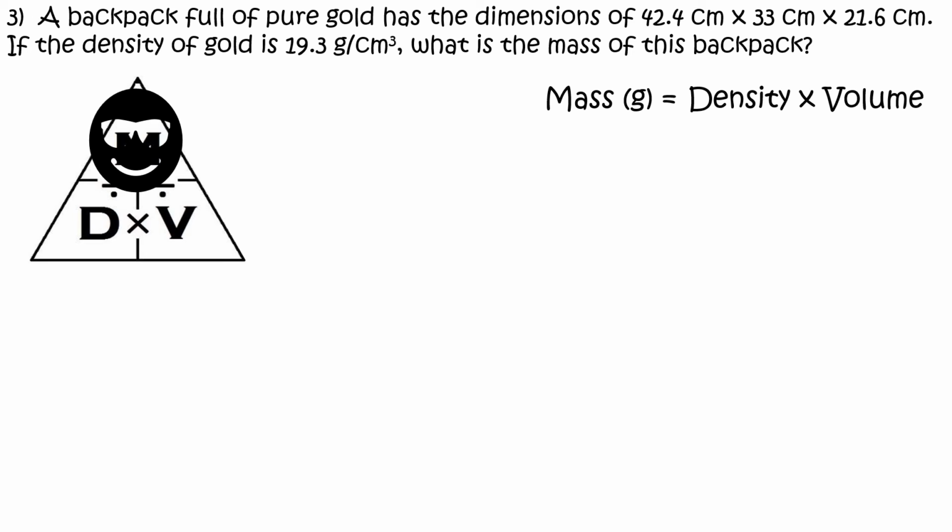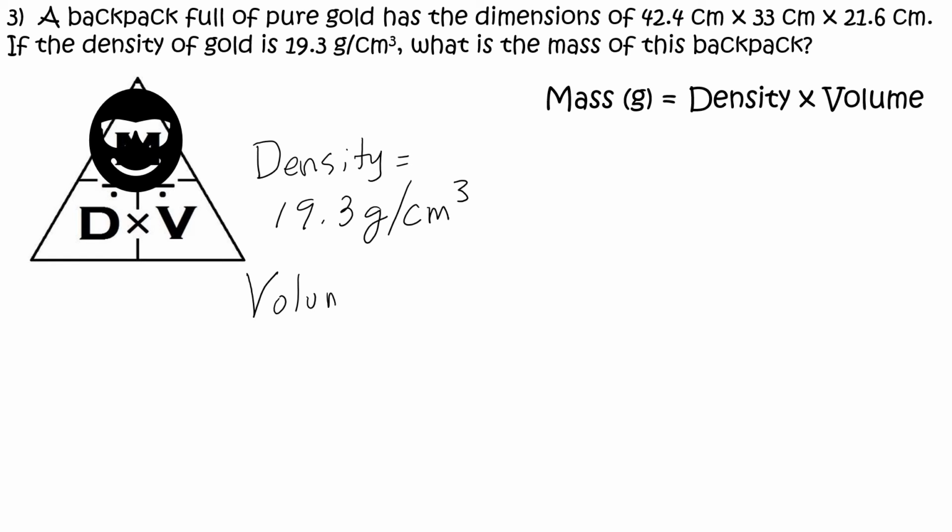All right, now I'm gonna put things over here. We want to know the density because we're getting the mass. So density equals 19.3 grams per centimeter cubed. Okay, but we also need to know volume because that's what it says over there. Well, we know volume is length times width times height.